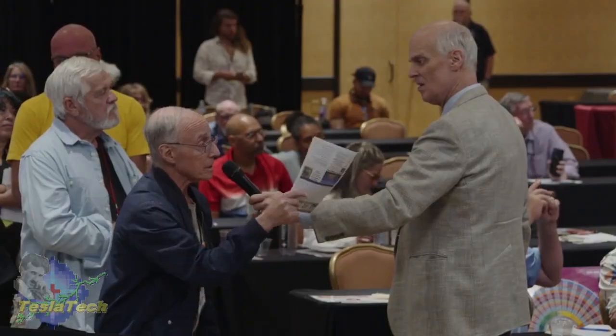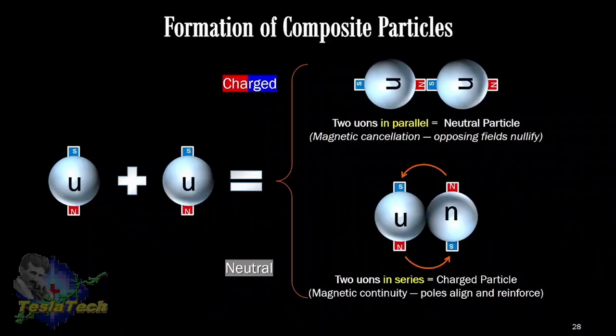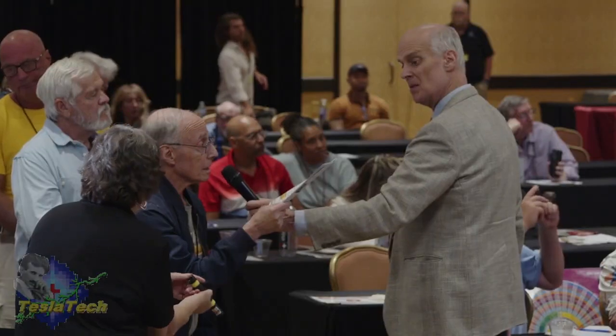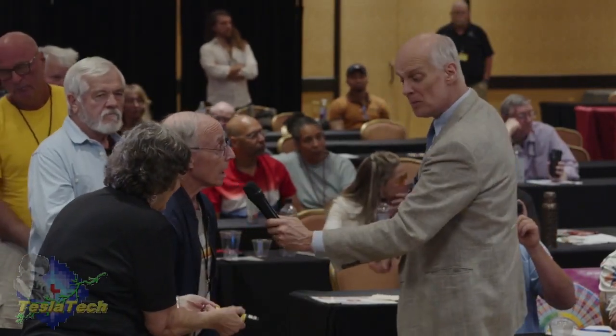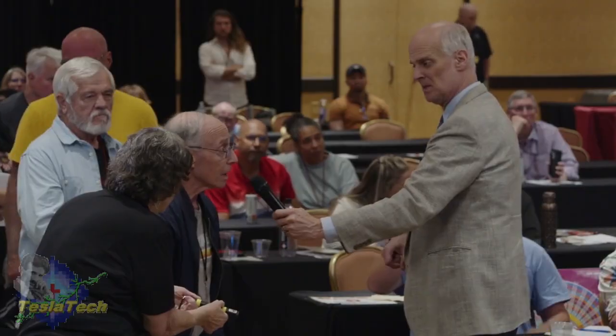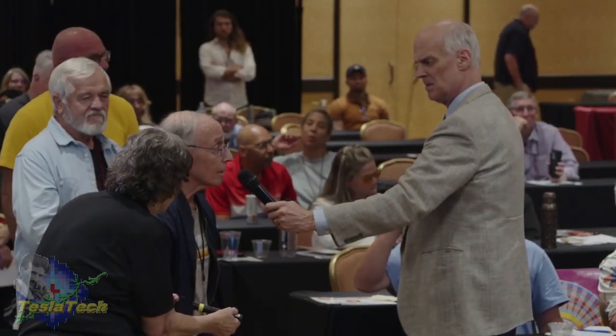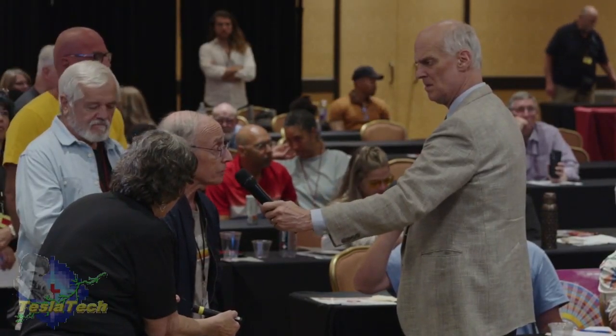So you have charged on the top and you have neutral on the bottom. But both of those diagrams, the charged and the neutral, look like they have a north pole and a south pole. So I'm not seeing what the difference is. And both of them will have directionality to it. So how do you have a positively charged U-on and a negatively charged U-on?